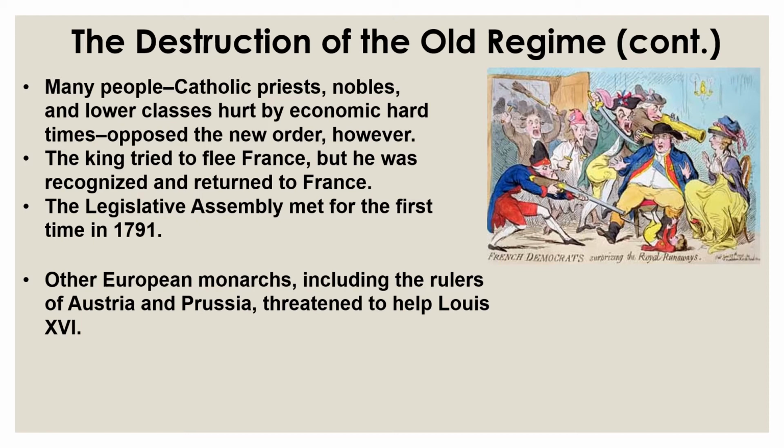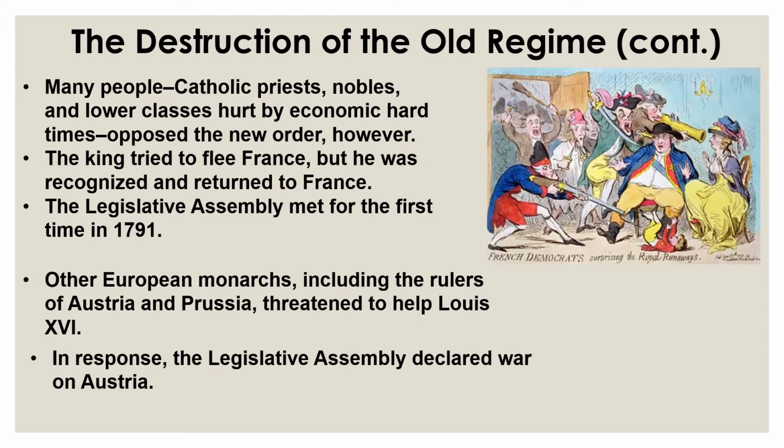When these kinds of grumblings started to be made public, other European monarchs, including the rulers of Austria and Prussia, threatened to help Louis XVI remain on the throne if the revolutionaries or the National Assembly did not maintain him on the throne. So now we have war with other nations in Europe being threatened on the new government in France. In response, the Legislative Assembly decided that they would beat them to the punch and they would declare war on Austria first.